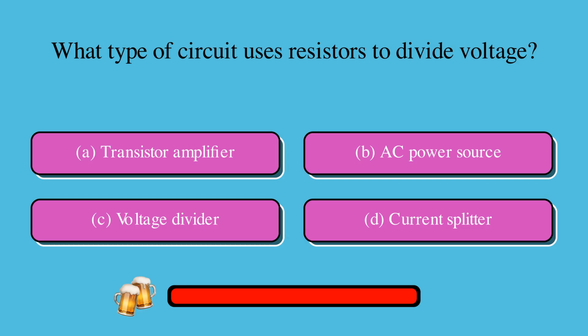What type of circuit uses resistors to divide voltage? Is it A, transistor amplifier, B, AC power source, C, voltage divider, or D, current splitter? The correct answer is C, voltage divider.